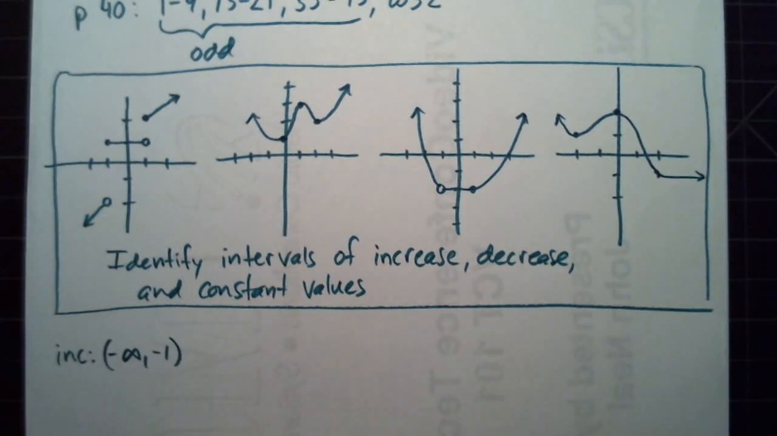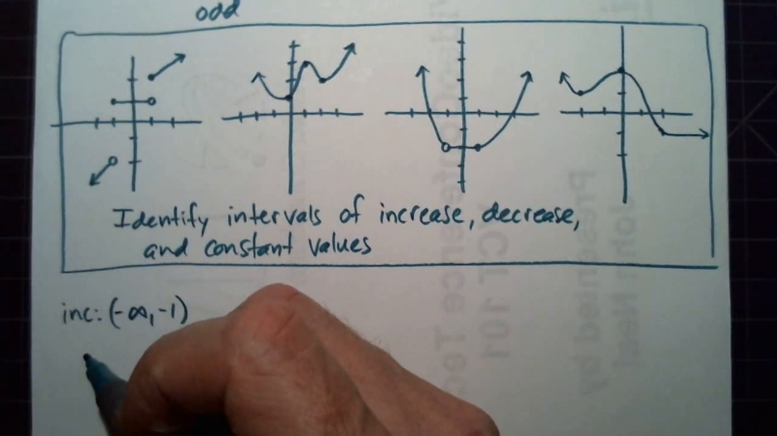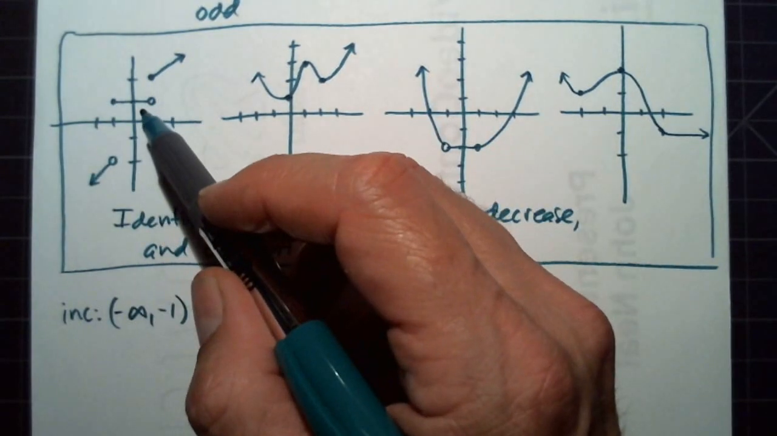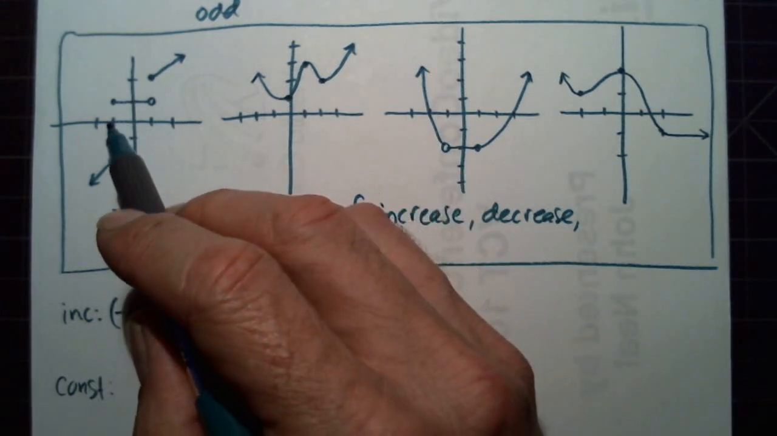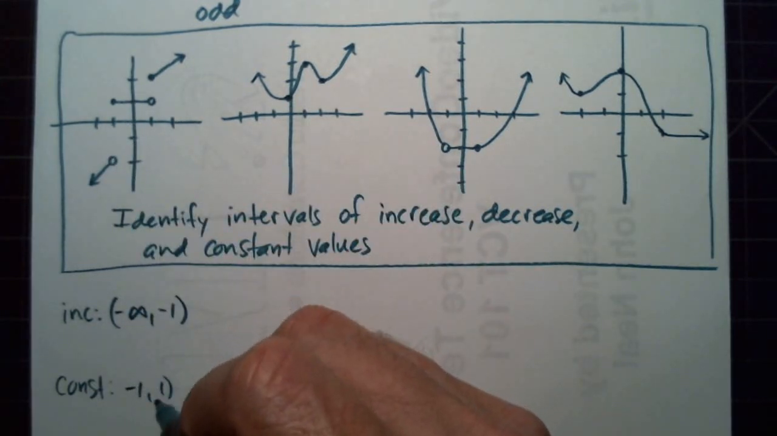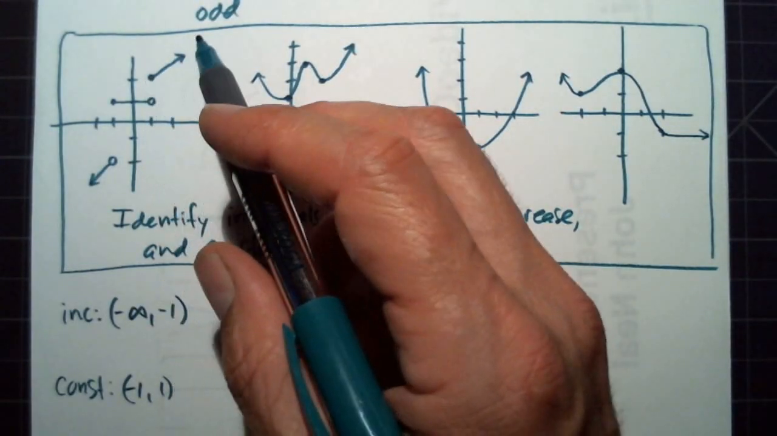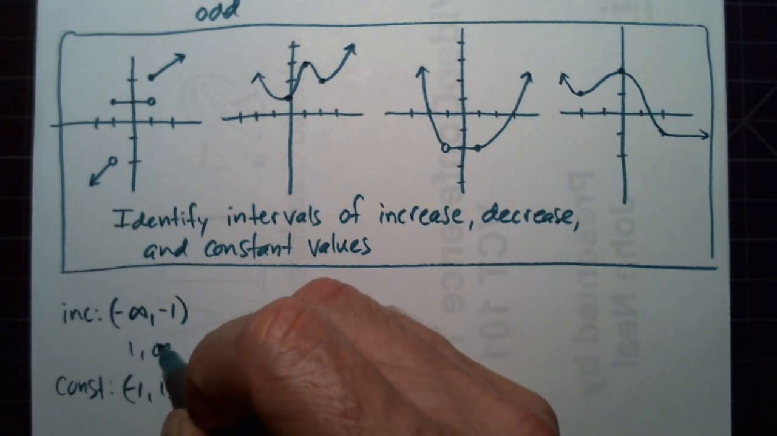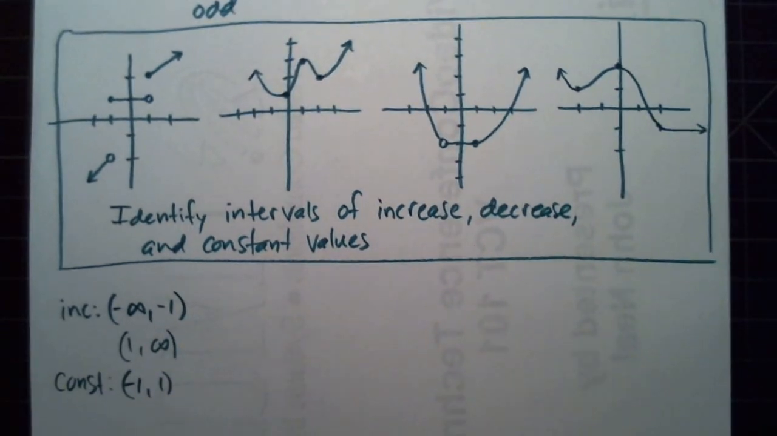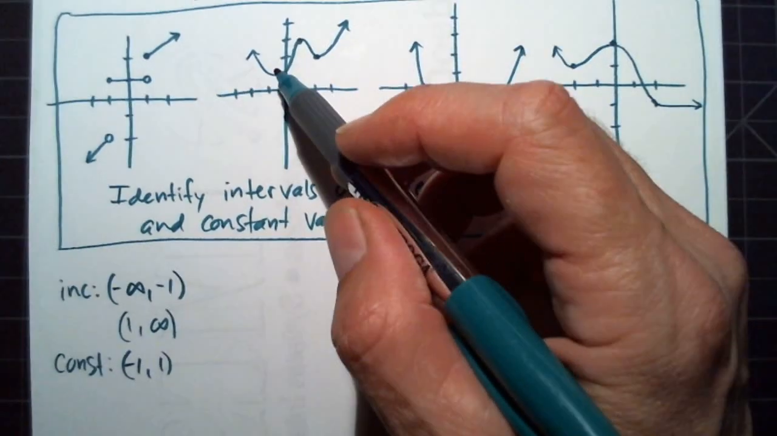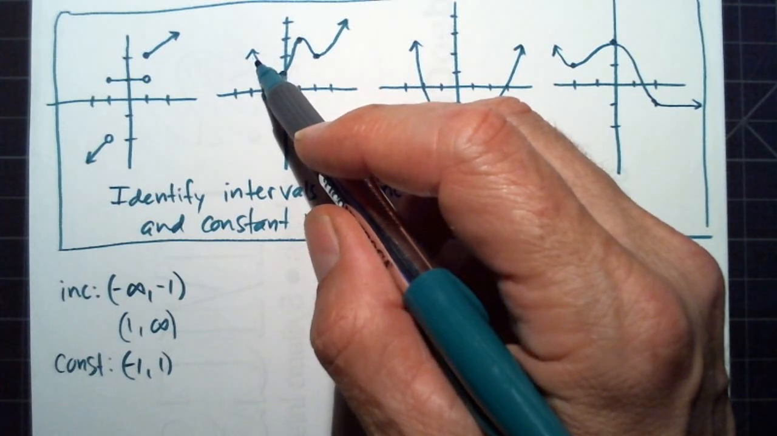And when we talk about intervals of increase and decrease, we'll always use parentheses. We won't use the brackets. And then it goes constant, constant from negative 1 to 1. And then it'll increase again from 1 to infinity.